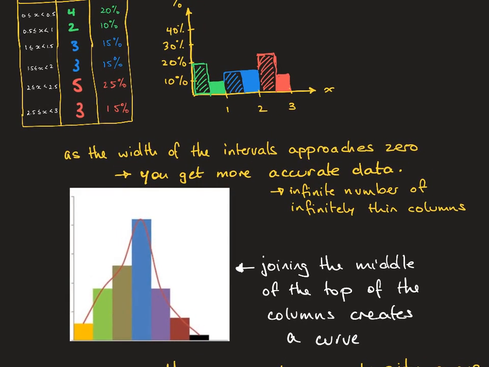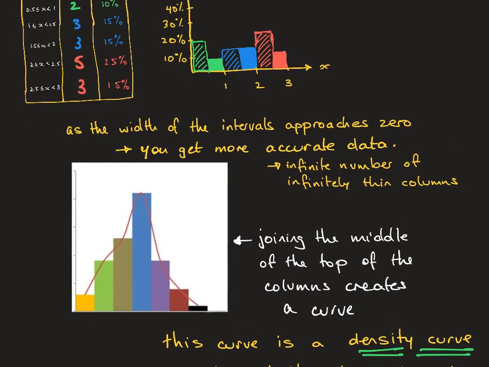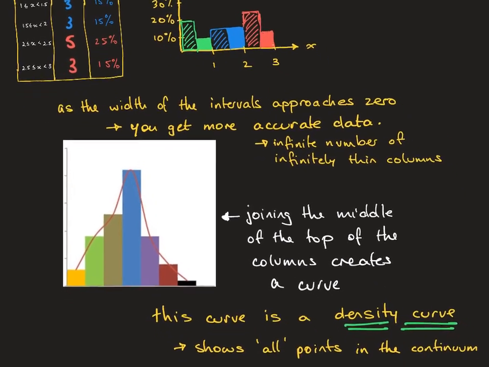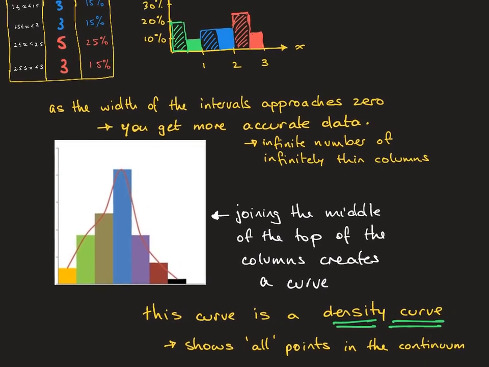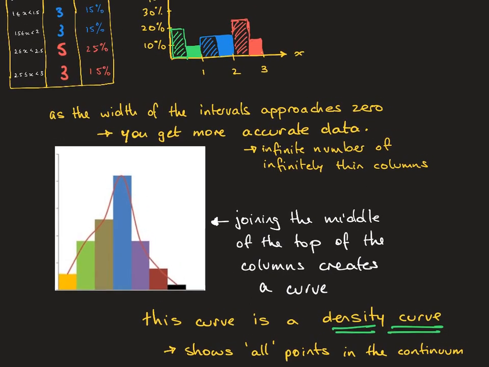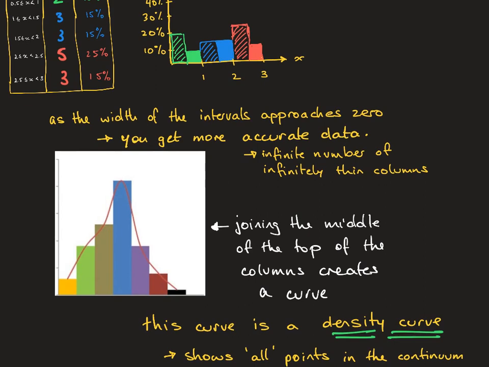And that curve is created by joining the middle of the tops of all of the columns together. And when you do that with tiny, tiny, thin columns, you get a nice, smooth curve that fits the data really well. And this curve is what we call a density curve. And it shows all the data points in the continuum along here.